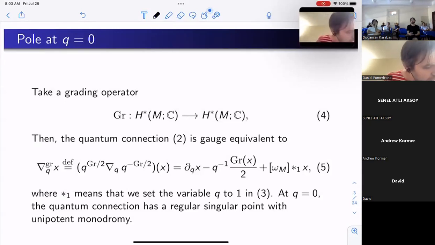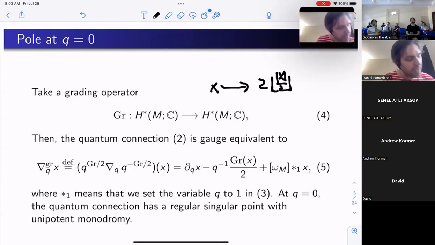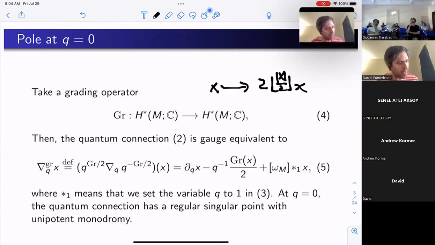So, if you take a grading operator, which means you take every cohomology class X and multiply it by 2 times the floor function of the grading of X over 2. So if X has an even degree, that's just multiplying it by the degree. Otherwise, it's slightly different, but that's all right. So then the quantum connection, you can do a gauge transformation, and you'll have to take my word for this formula. It's not too hard if you think about it a bit. So it simplifies to have this form over here.